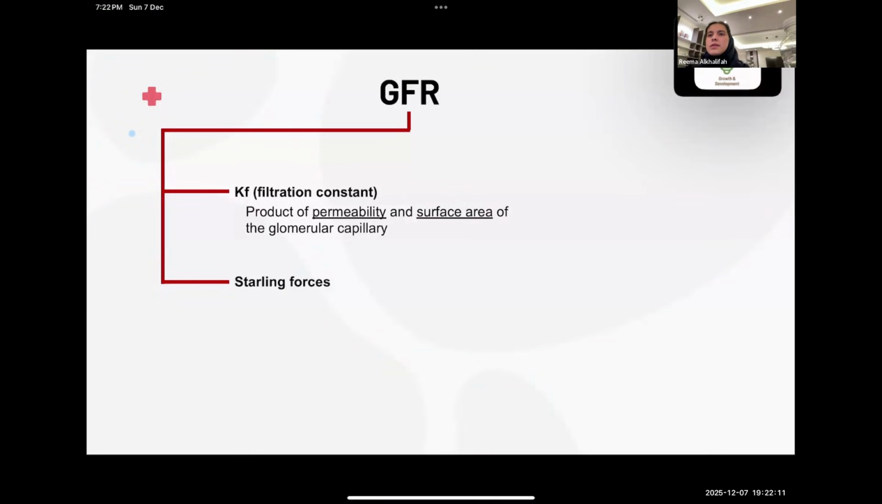GFR is how much of the fluid is being filtered per unit of time. And it's mainly influenced by the filtration constant, which is the permeability and the surface area of the glomerular capillary. So obviously, if it's more permeable or has a higher surface area, the filtration constant is going to be higher, ultimately making GFR higher. And Starling forces also affect GFR, which we're going to be going into in a few minutes. Now, those are not the only ones that affect GFR.